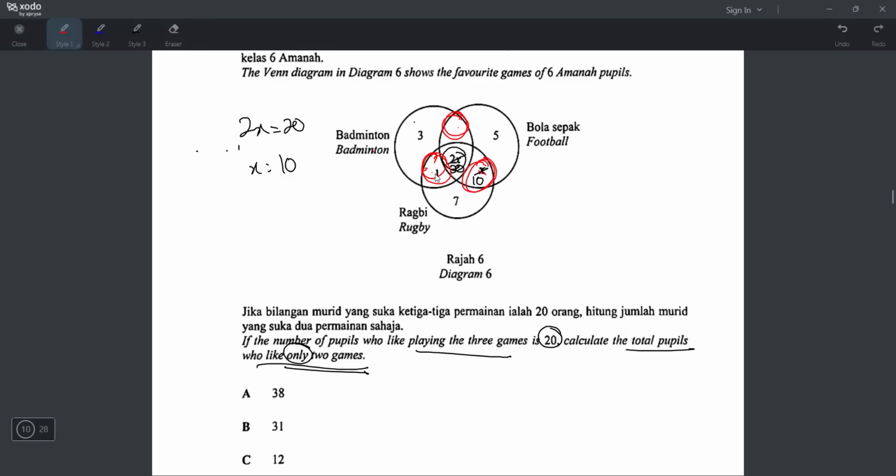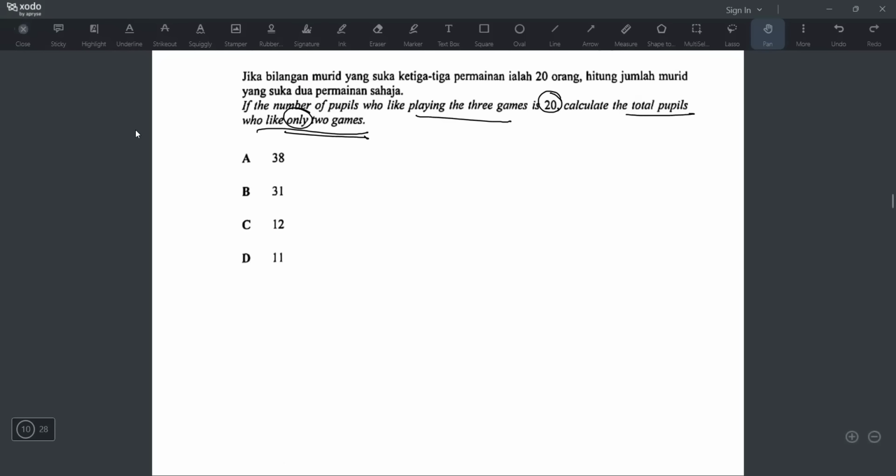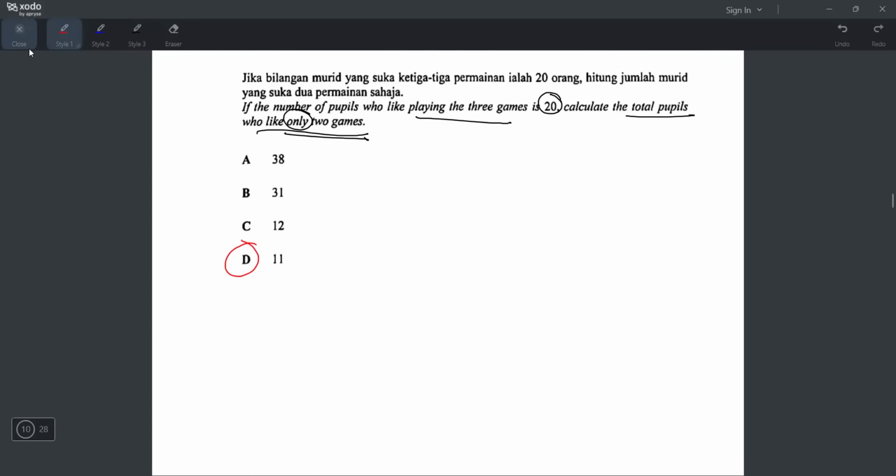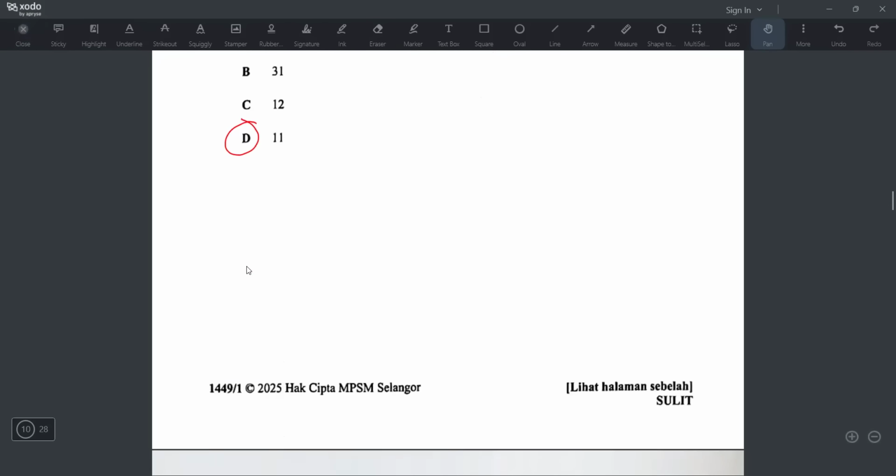So the answer will be 1 plus 10 plus. Okay, I feel like this is 0 because they never give me. Yeah, so I think that's 0. So 1 plus 10 will be 11. Okay, so is there any answer? Yes, D is the answer. Okay, all right. So this is how to do it. That's all.